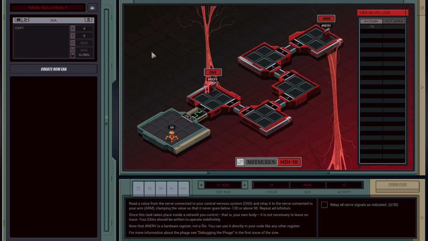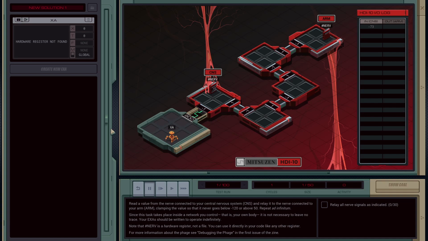So I can do, like... I think what I can say is copy nerve. Yeah, copy nerve. Let me just try this, just to see if that works. Oh, wait, something about that. Yeah, okay, I guess I need the pound symbol or it doesn't work. Copy. Like that.